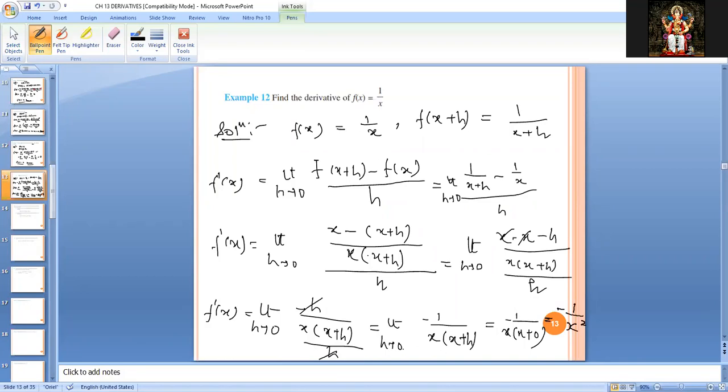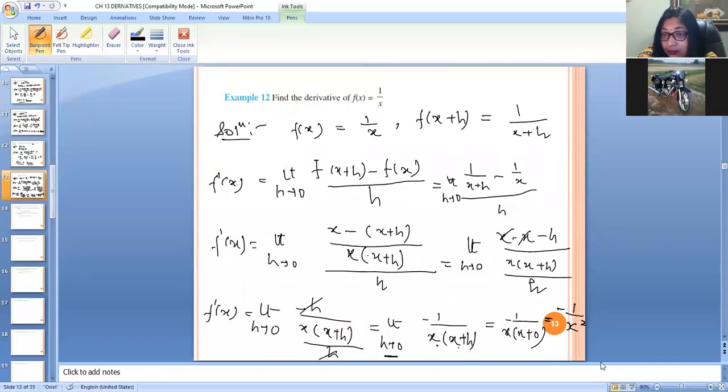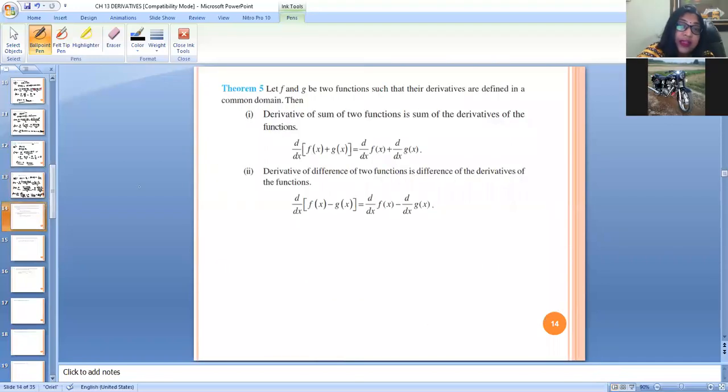Now apply the limit h tending to 0. That means put h equal to 0. We will have minus 1 upon x into x. It is minus 1 upon x square as the answer. Any doubts to anyone? No doubt, ma'am. Very good, very good. Okay. So then we will move further.